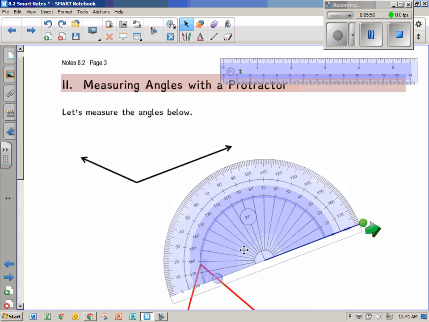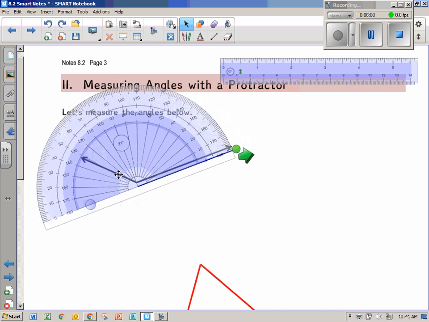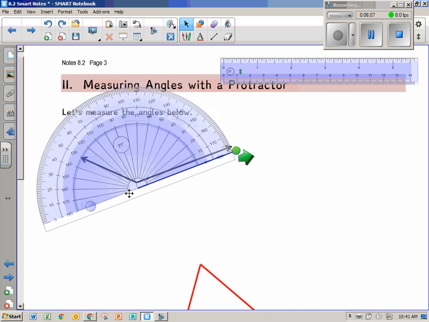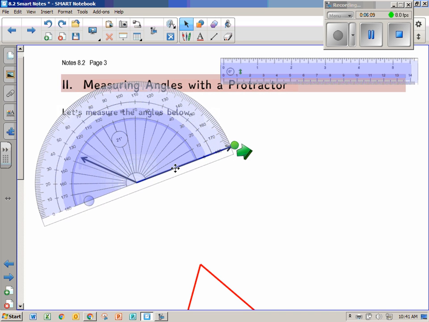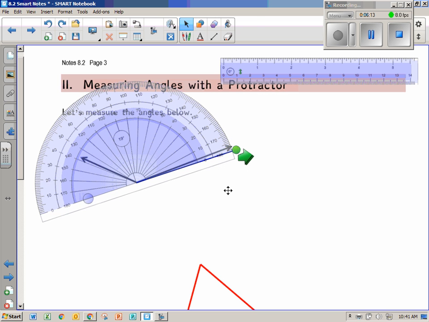So if I take my protractor, I want to put the bottom part right at the vertex of the angle. Now mine's pretty straight right now, but if you're off, see, like now I'm not on it because this bottom line is off. You want it to be overlapping the bottom of your angle.